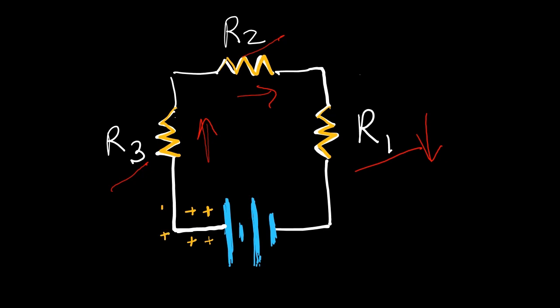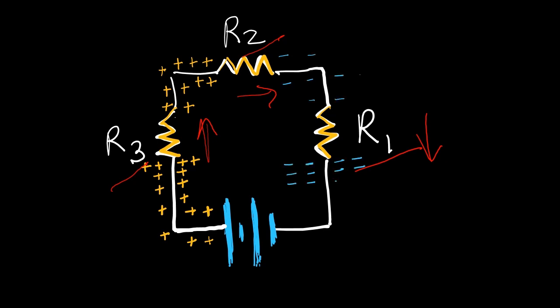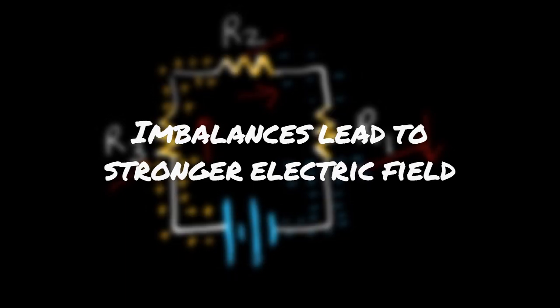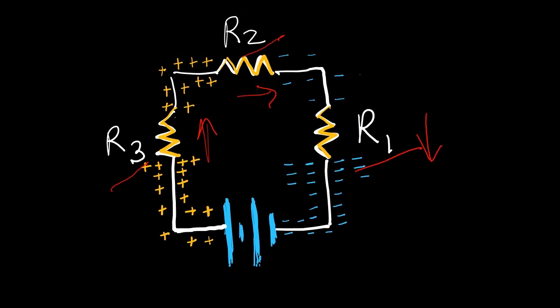This is because different rates of charge flow will make the charge accumulate. What does that mean? That means that this imbalance crucially would ensure that there would be an imbalance in charge density, and it would lead to a stronger electric field within the higher resistance region. And it is this stronger electric field which would now accelerate the electrons moving through the higher resistance section.